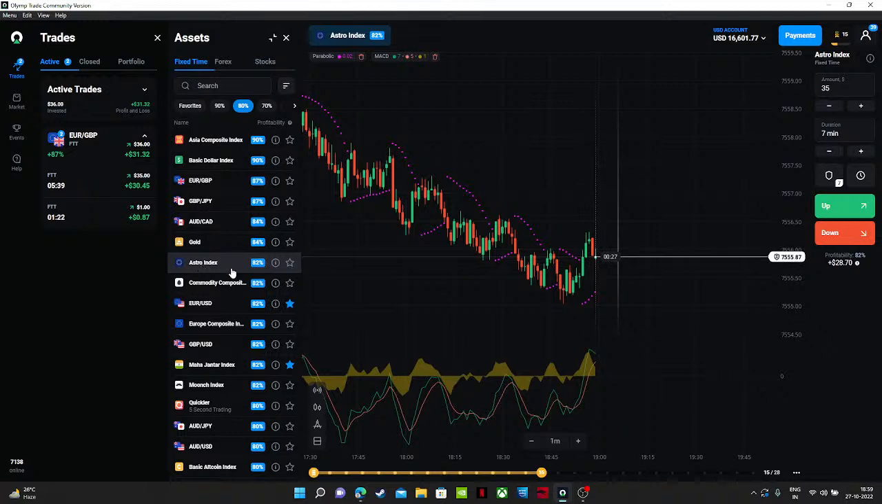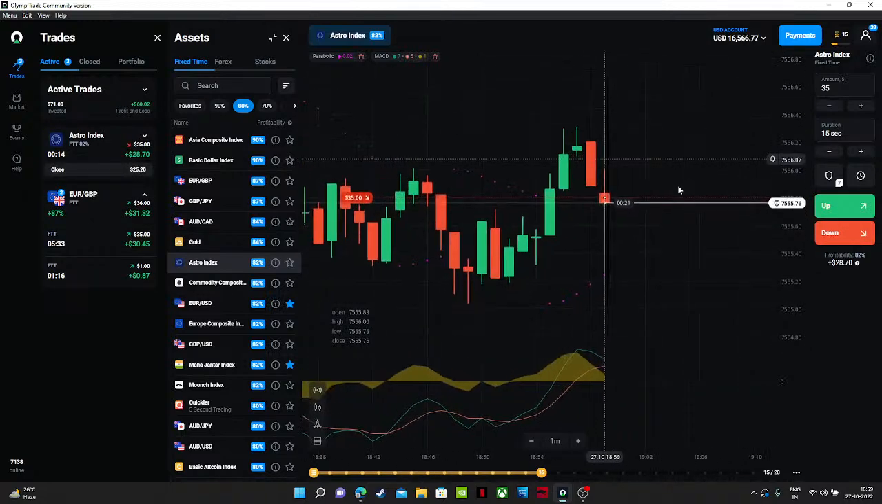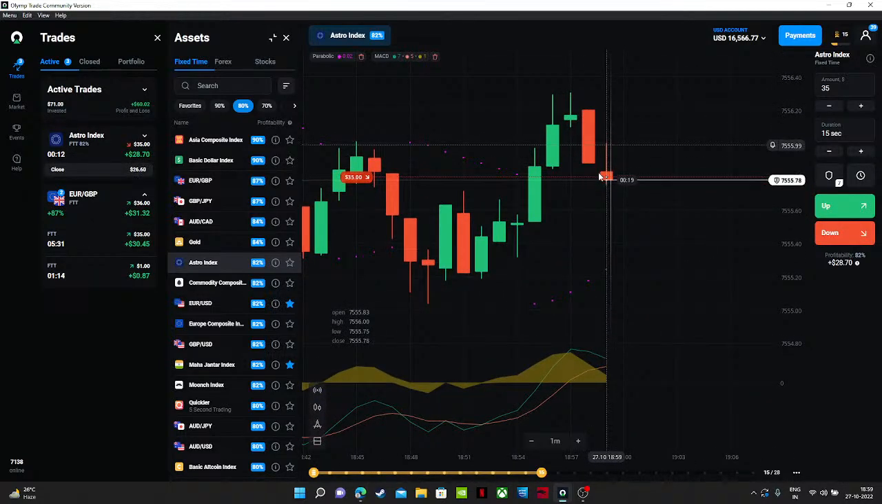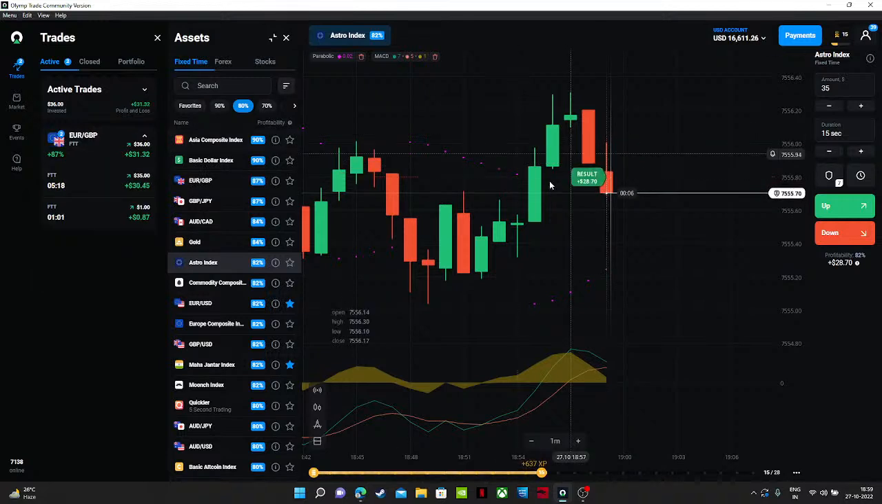A Marubozu candle has appeared here as well. Most likely after a Marubozu candle, the next candle shall be of the same color. Based upon that, we have made an entry here for 15 seconds. We have won this trade. So by following the price action technique also, you can earn some good profits.